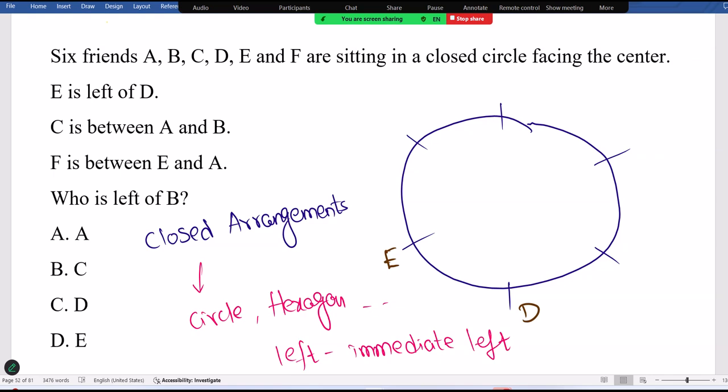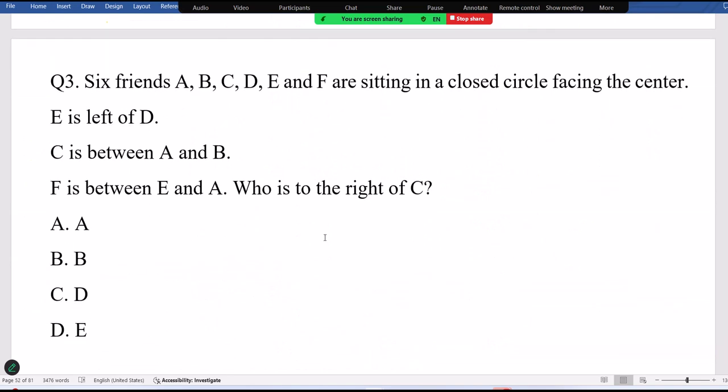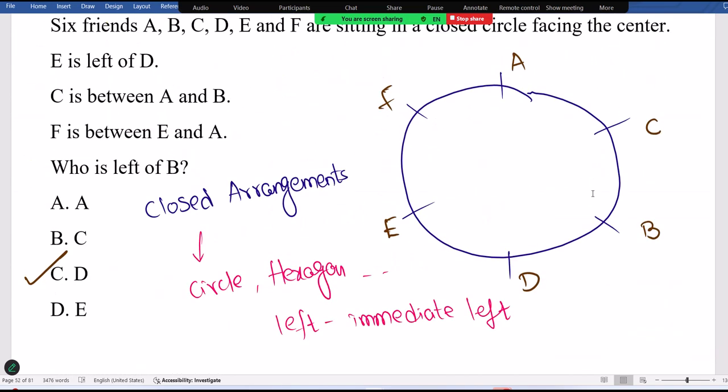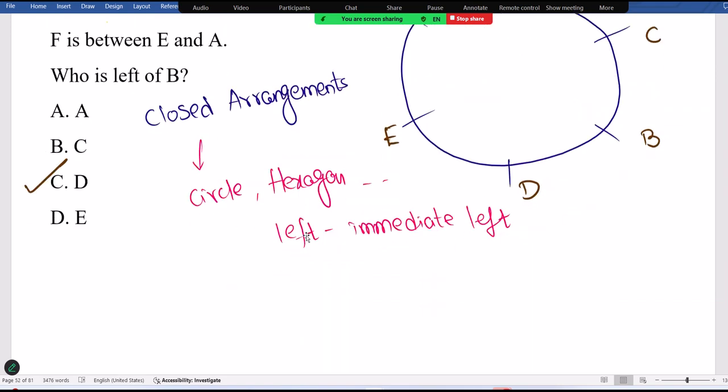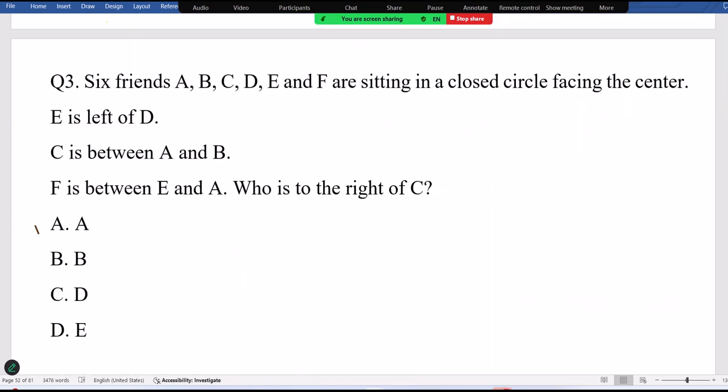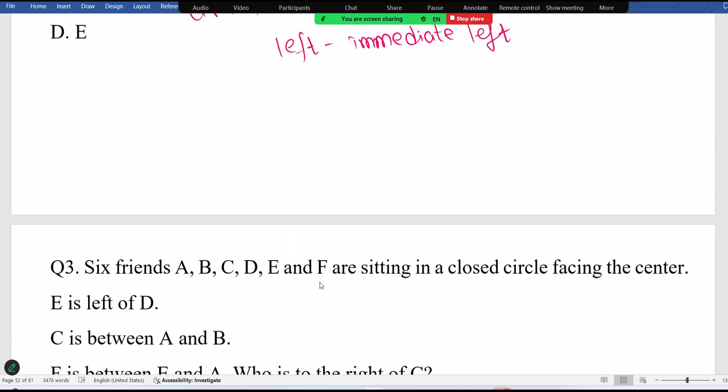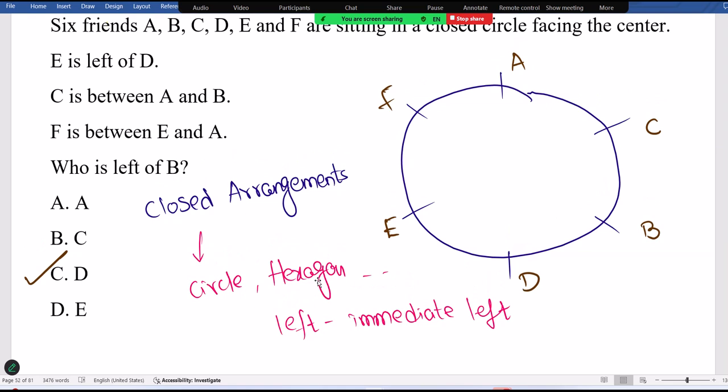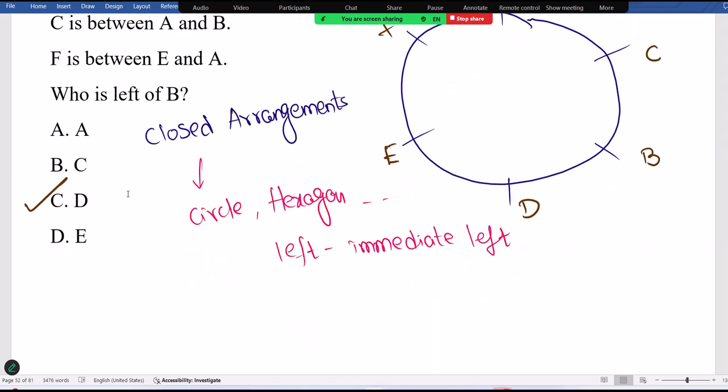F is between E and A. C is between A and B. Now who is left of B? Immediate left of B is D. Who is left of B means the immediate left of B we have to consider. Next one, who is right of C? Right of C is A. So for arrangements, you can just observe everything is set here. All are facing towards the center, that by default we have to assume.